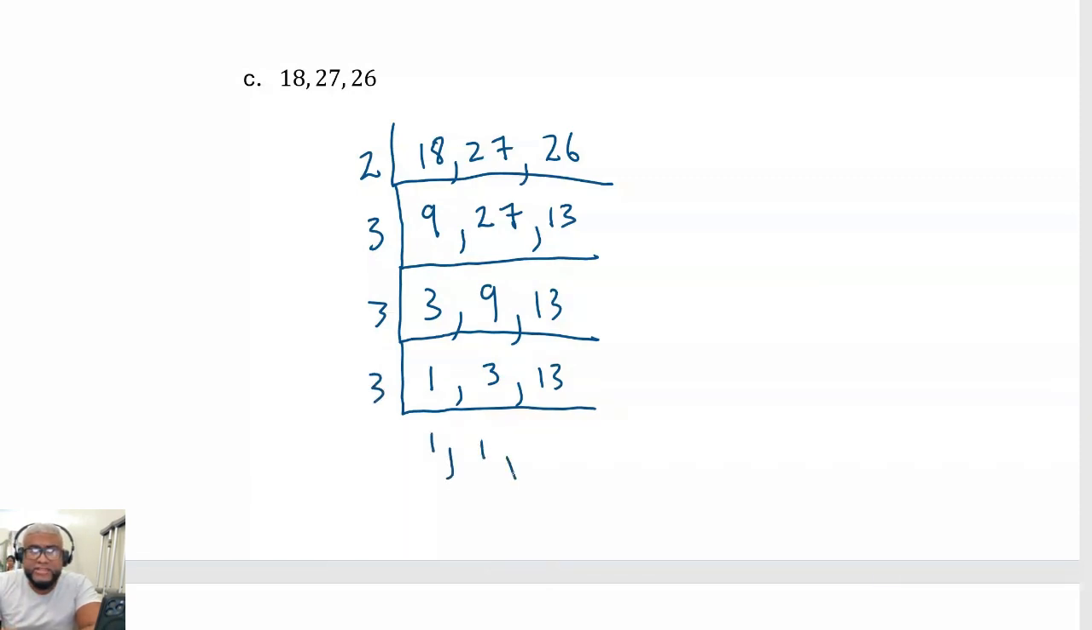3 into 3 is 1. 3 cannot go into 13 again. You bring down the 13. So the last thing we're going to do here is use 13. So you bring down this one, you bring down this one. 13 into 13 is 1.